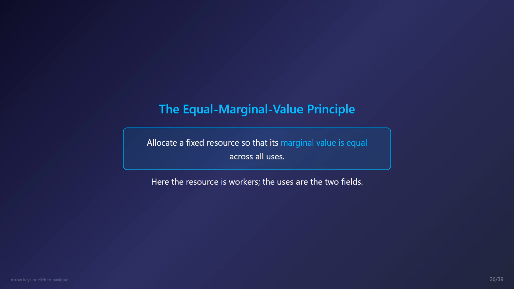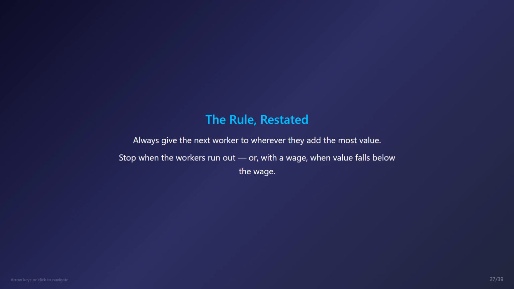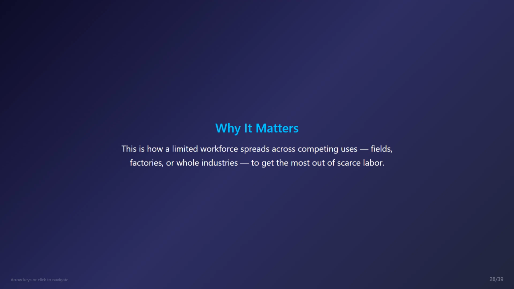Here the resource is workers, and the uses are the two fields. So the rule, restated: always give the next worker to wherever they add the most value. Stop when you run out of workers, or, if there's a wage instead, when the value drops below that wage. Why does this matter? This is exactly how a limited workforce spreads across competing uses, whether fields, factories, or entire industries, to get the most out of scarce labor.